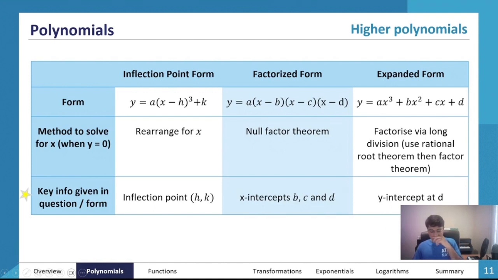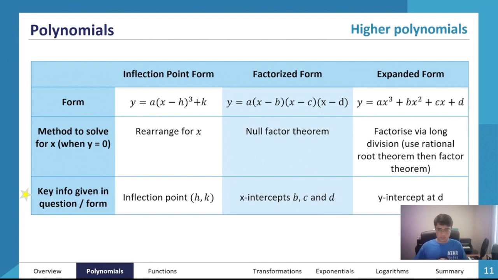Okay, so that's all for quadratics. Now we've got higher polynomials. This table here describes the forms of cubics, polynomials of degree 3, but generally these forms will also apply for higher polynomials like quartics, even quintics, but you won't have to study those. Those are outside the scope of the study design. Just cubics and quartics you'll have to worry about.